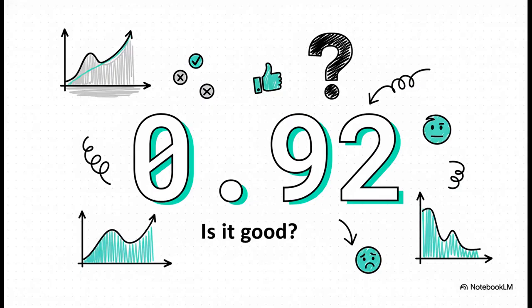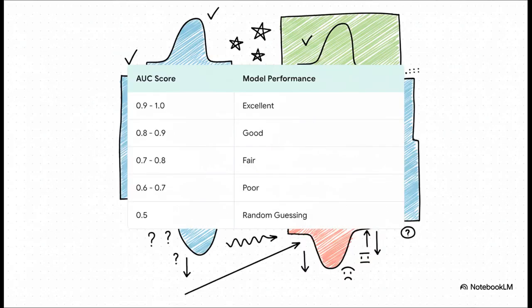So let's say you run the numbers and you get a score like this, 0.92. What does that actually mean? Is that good, bad, somewhere in between? Well, as a rule of thumb, an AUC above 0.9, like our 0.92, is considered excellent. Anything in the 0.8 range is still pretty good. But once you start dipping below 0.7, your model's getting a bit weak. And if you see 0.5, well, that means your model is literally just guessing.